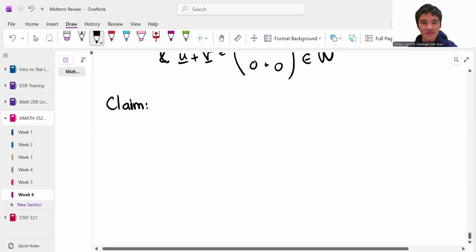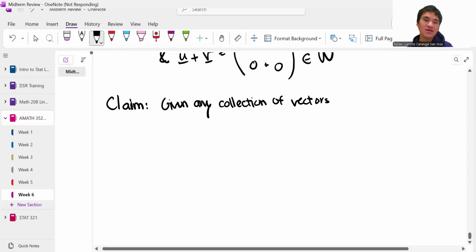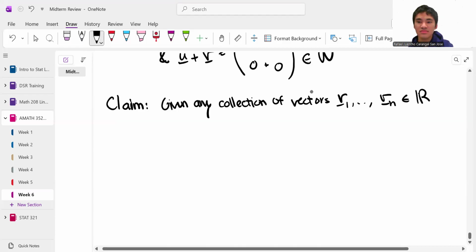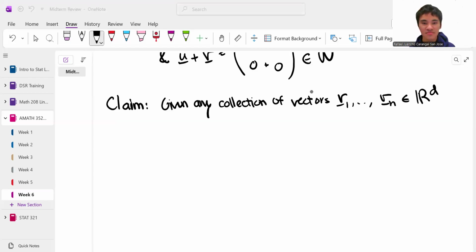So here's my claim. I claim that given any collection of vectors, v1 up to Vn in Rd. So we have those collection of vectors, right?